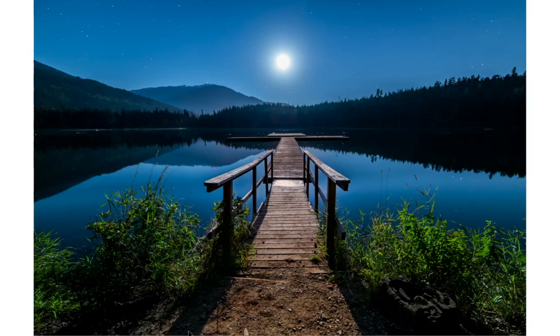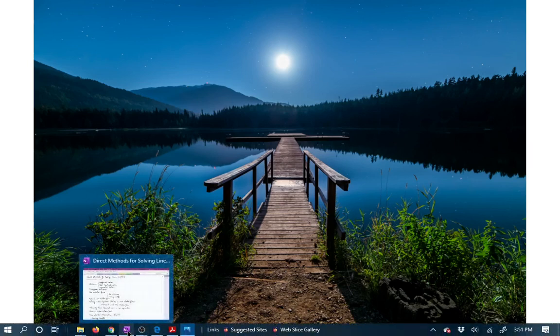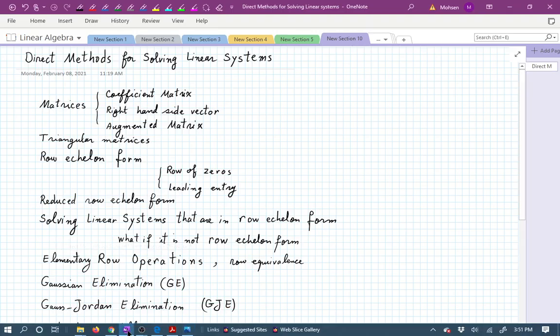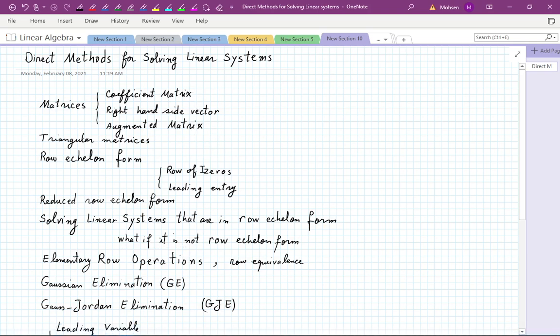Today we are going to take a look at section 2.2, direct methods for solving linear equations or linear systems. In the last lecture we gave a general overview of what's going to happen, and today we are going to get into the details of how we are going to solve linear systems. Let's go ahead and take a look at the program for today.